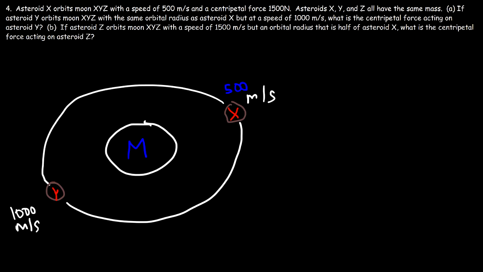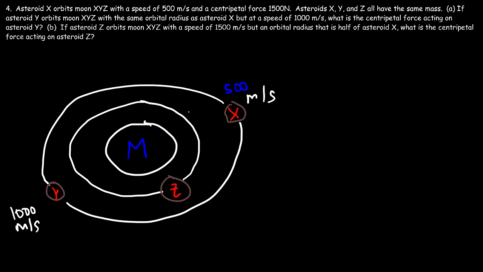Now let's go ahead and put asteroid Z in part B. Asteroid Z is at half of the orbital radius relative to X. So somewhere here, we're going to have asteroid Z. And it's going at 1500 meters per second. Now the centripetal force on X is 1500 newtons. What is the centripetal force acting on Y? How can we find the answer?